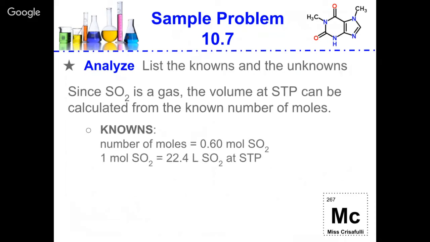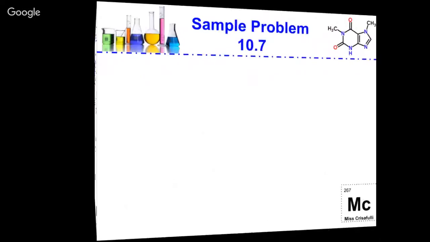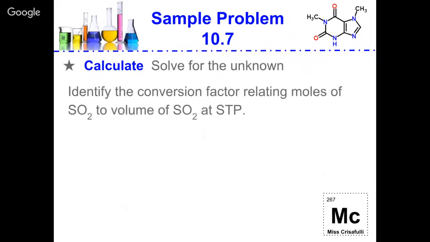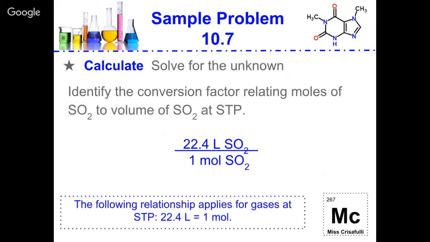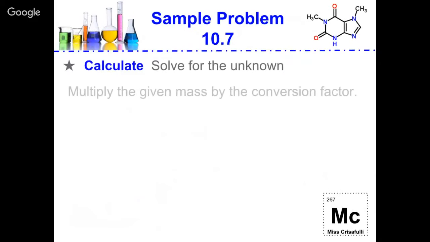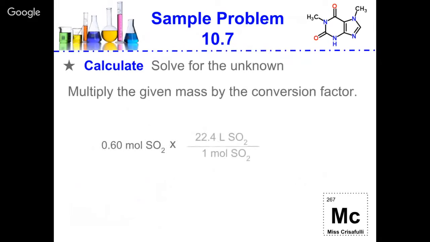We know that 1 mole is 22.4 liters, and we don't know the volume. So we can identify the conversion factor. We're going to use 22.4 liters of SO2 as 1 mole, from that relationship that all gases have a molar volume of 22.4 liters. We are going to multiply what we were given by the conversion factor.